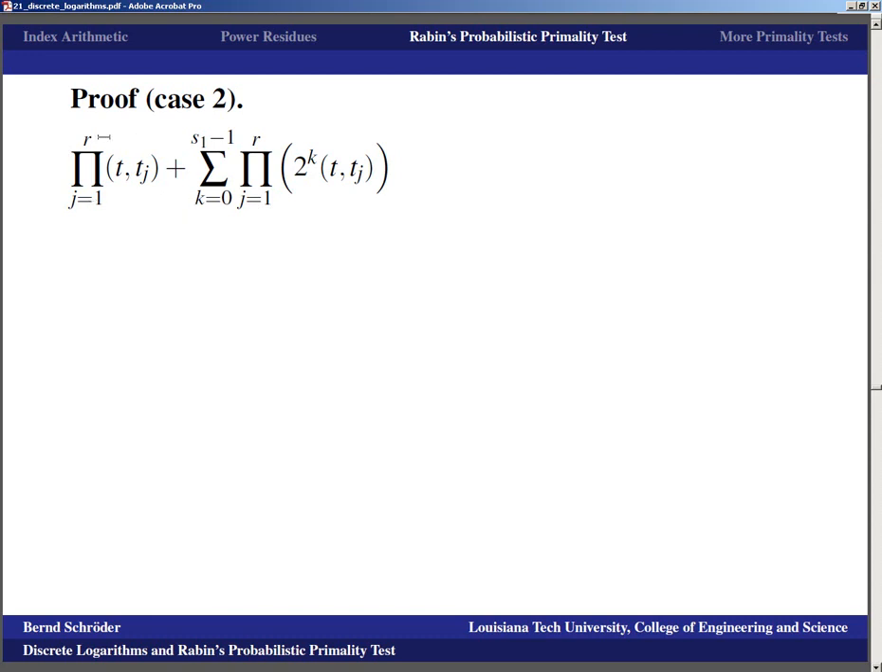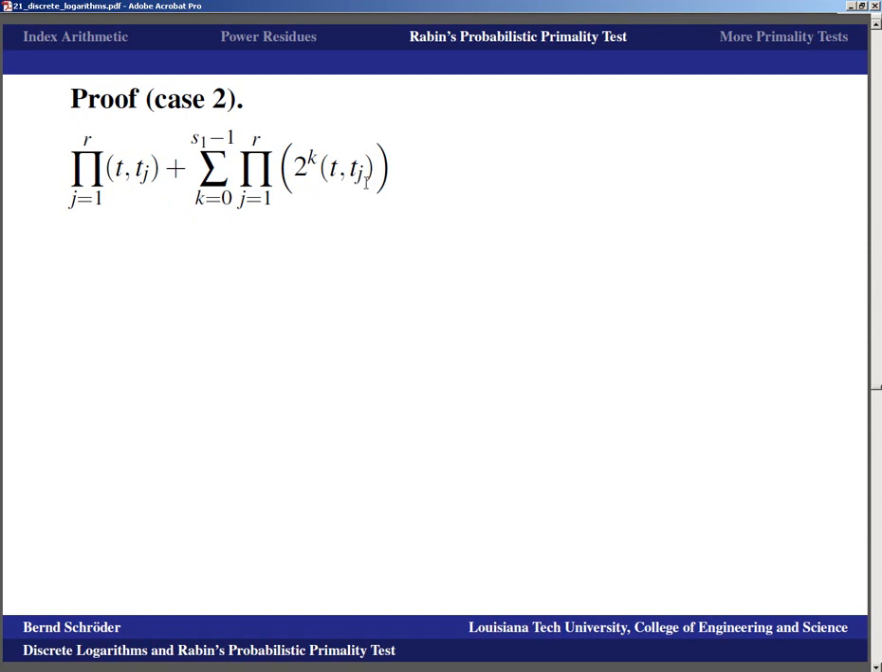So that number is the number of solutions of the congruence with x to the t, plus the number of solutions of the congruences with x to the 2 to the k times t. Okay, and those numbers are written up exactly here, right? Product j equals 1 to r, greatest common divisor of t and tj, plus the sum k equals 0 to s minus 1, product j equals 1 to r, 2 to the k, greatest common divisor of t and tj.